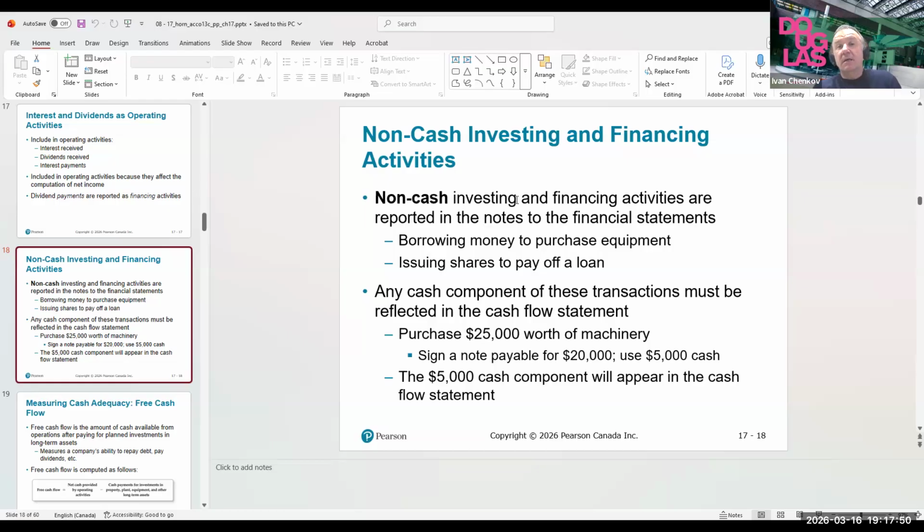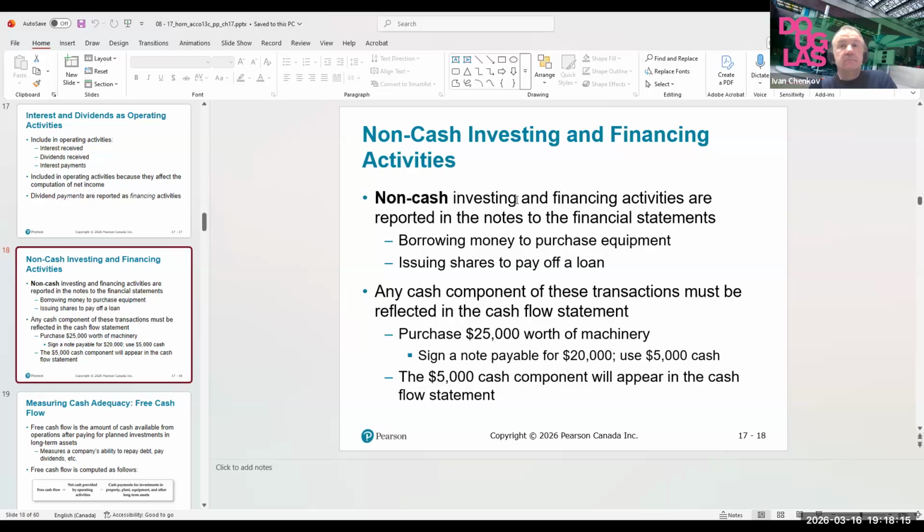So I'm getting an asset, increasing the asset, and increasing my liability. How is this going to affect my cash? No effect on the cash. So it's not part of the cash flow statement. Now we may have a component of cash in some transactions, but in that case, we're going to chase only that component. And that will be for the investing and financing activities.